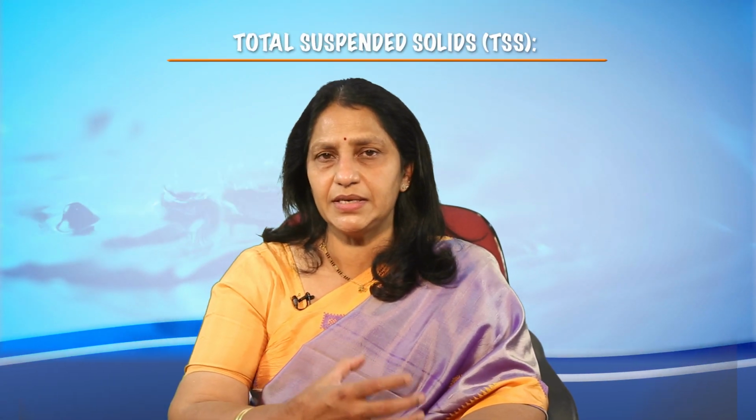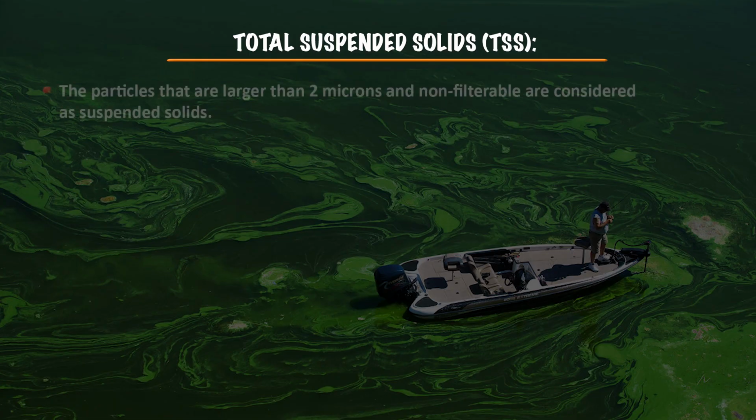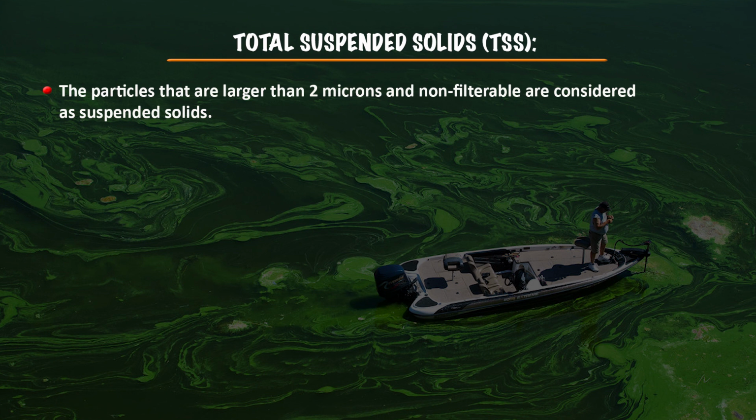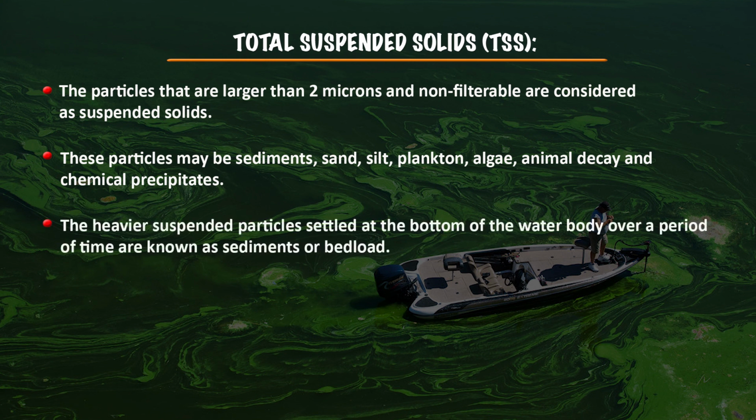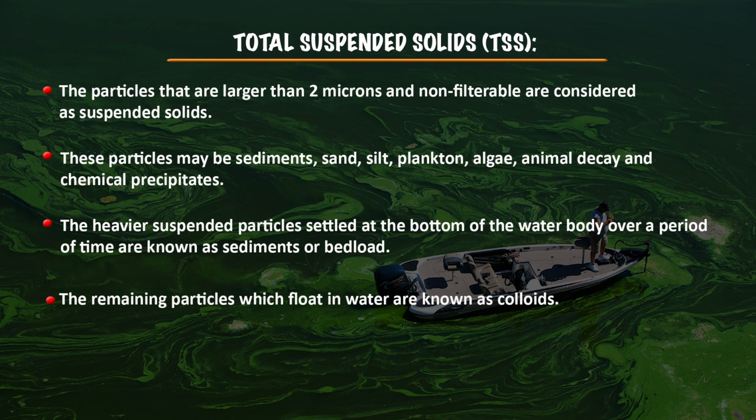Let us first understand these parameters, how they work and then how to calculate them. First we consider total suspended solids, that is TSS. Particles larger than 2 microns and non-filterable are considered suspended solids. These particles may be sediment, sand, silt, plankton, algae, animal decay, and sometimes chemical precipitates. The heavier suspended particles settle at the bottom of the water body over a longer period of time and are known as sediments or bed load. The remaining particles which float on the water surface are known as colloids.